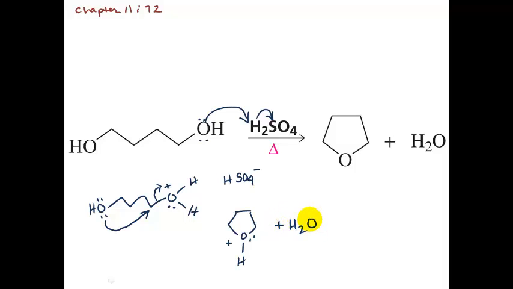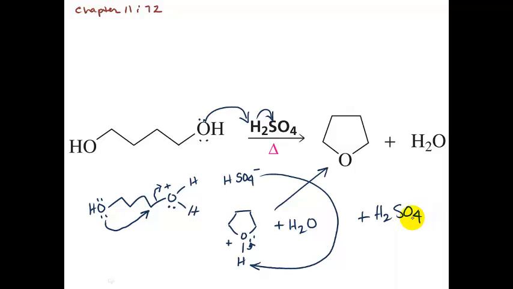Now in the last step, we can imagine the conjugate base here reaches out and pulls off that proton, and then the electrons that were in that bond hop onto the oxygen, giving us our final product, which is this 5-membered ring with an oxygen and water, and then of course regenerating our acid catalyst. So this mechanism seems pretty straightforward.